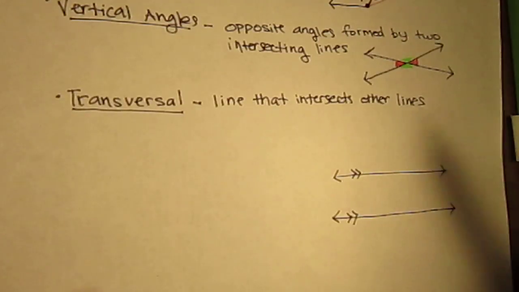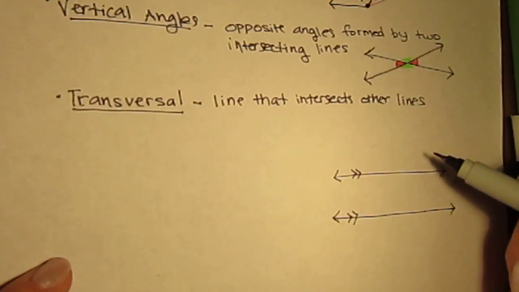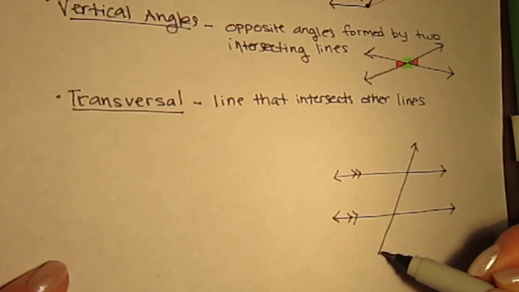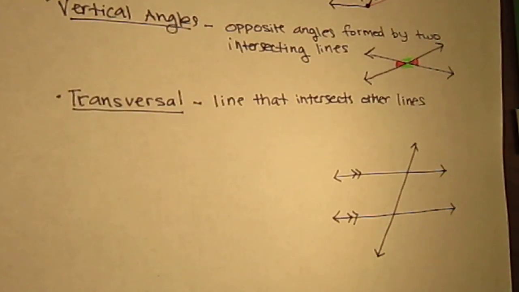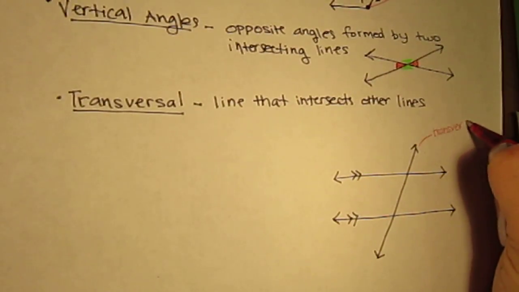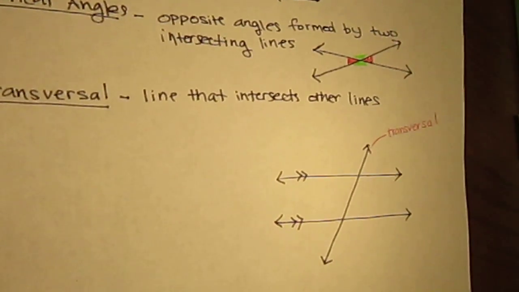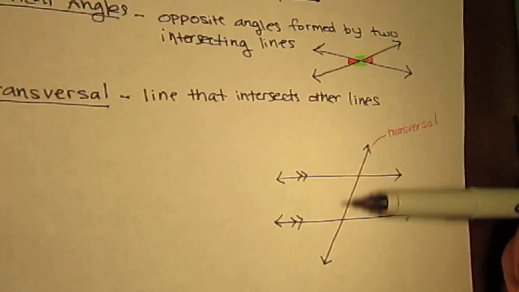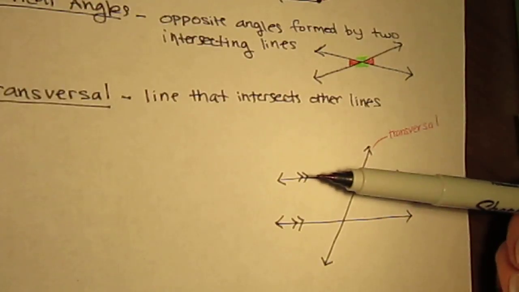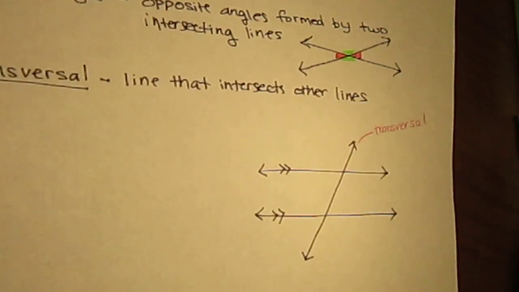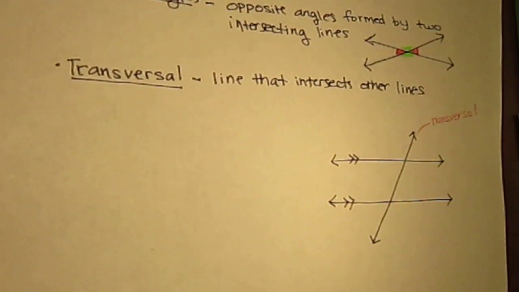A transversal will be just a line. I'm going to use a different pen. Actually, we'll use the same one to cut through these two lines. So this right here, this is a transversal. What we've created now are two parallel lines and a transversal. Whenever you have two parallel lines that go on without meeting and a transversal that cuts through them, we're going to end up creating some interesting angle relationships.